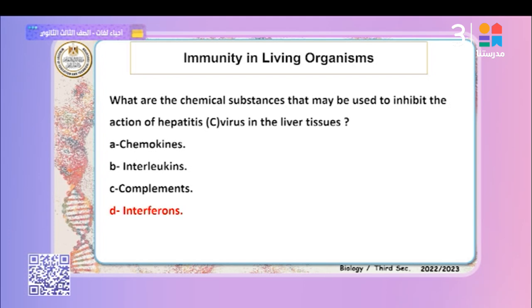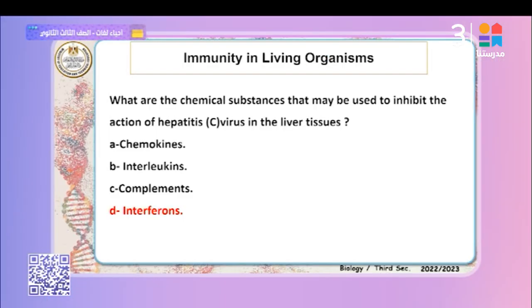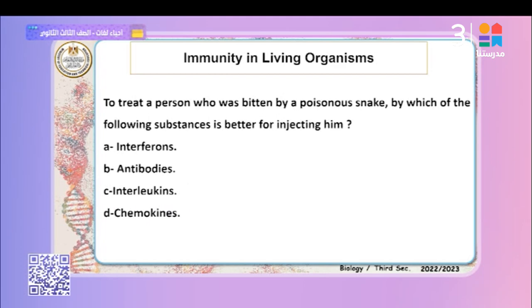Now we are going to focus on this lesson. What are the chemical substances that may be used to inhibit the action of the hepatitis C virus in the liver tissue? Chemokines, interleukins, complements, interferons. The best answer is the interferons. Why? Interferons play an important role, inhibiting the action of virus, and are secreted especially from cells infected with virus. Another question. Please pay attention to me and focus on these questions. That's right. Okay.